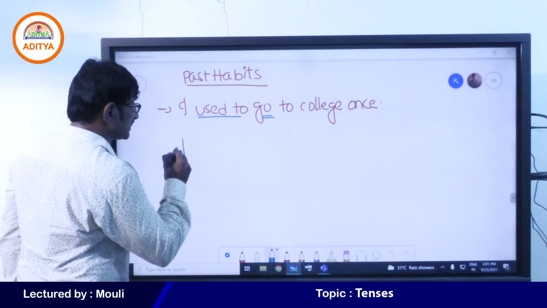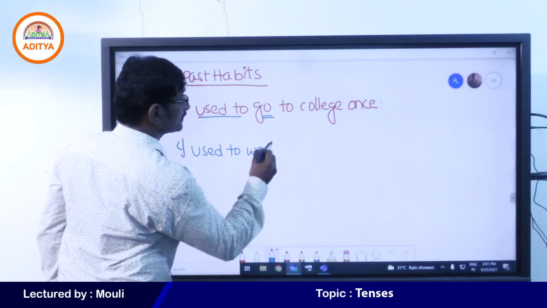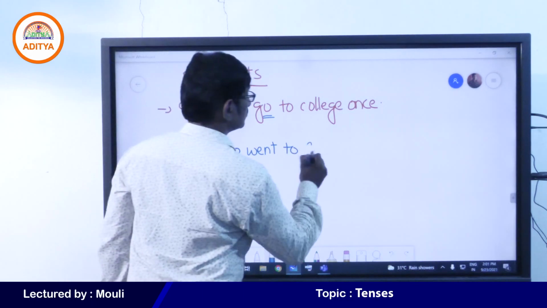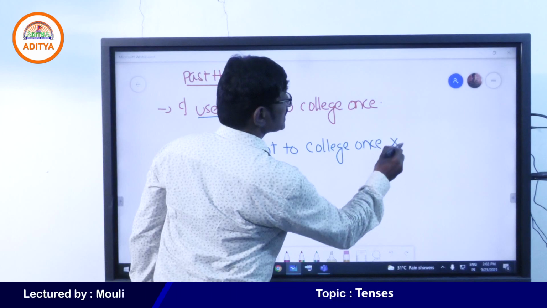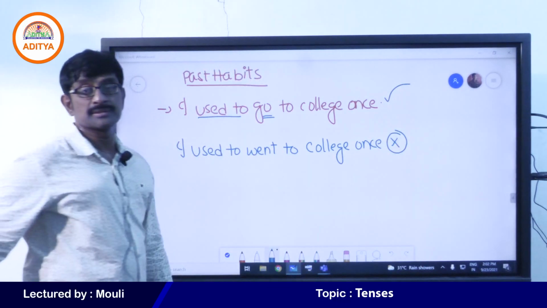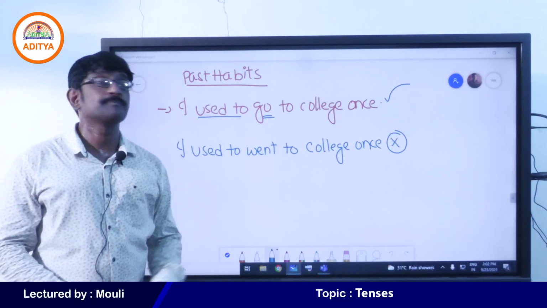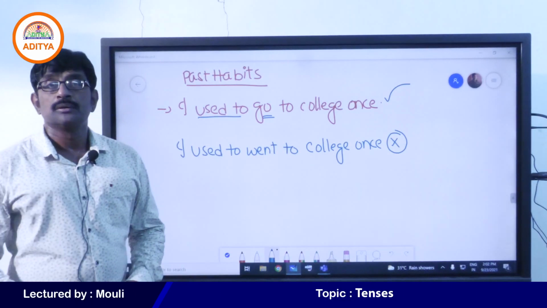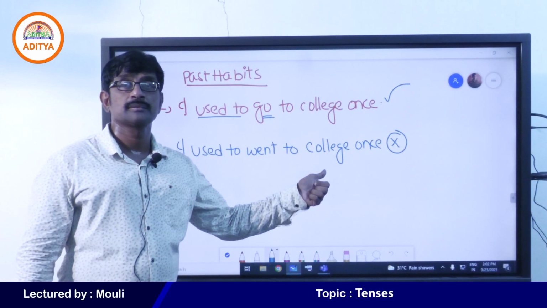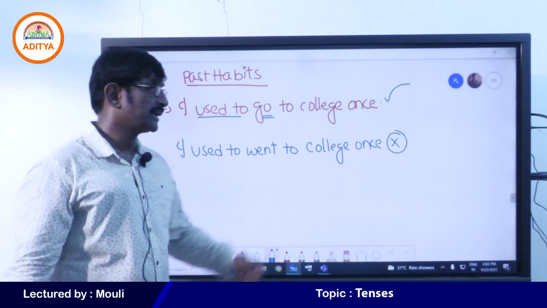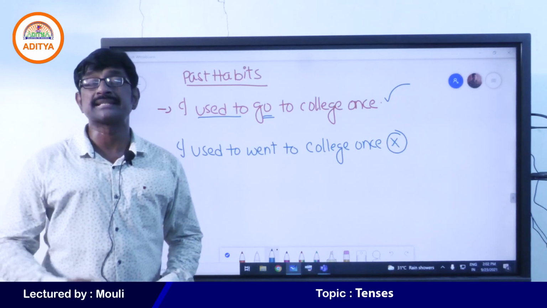We should not write like this: I used to went to college once. This is a wrong sentence and this is a right sentence. We cannot write the sentence like this. We should write the sentence in this way. Okay, students, if you write this, I will go for the next step.